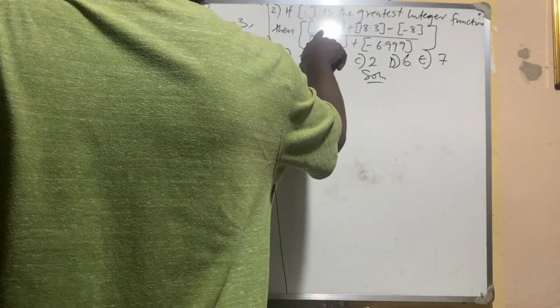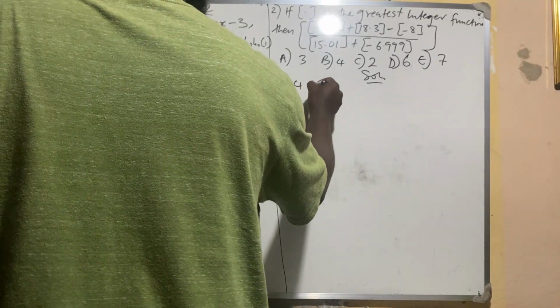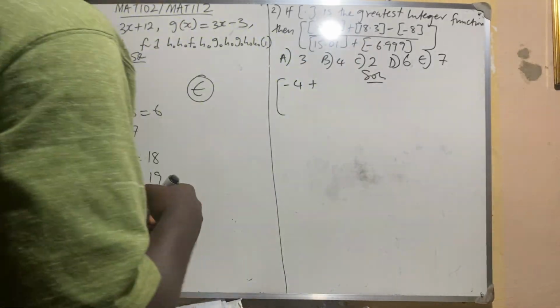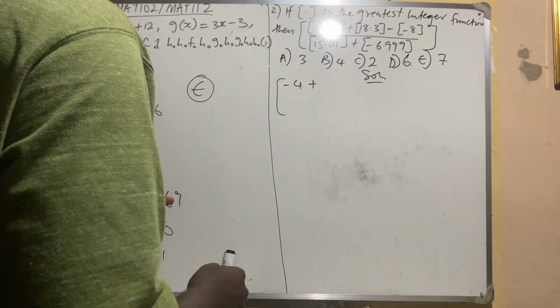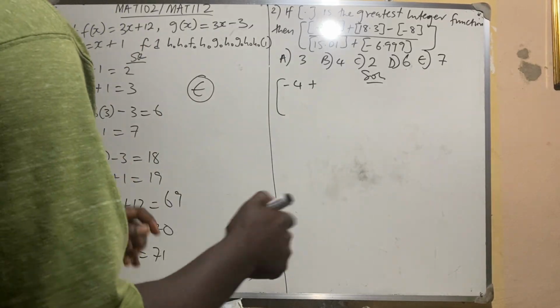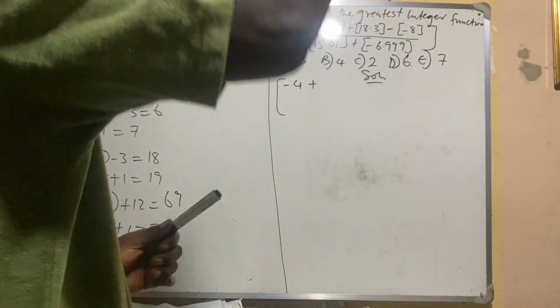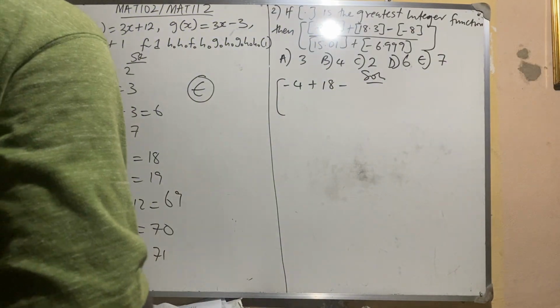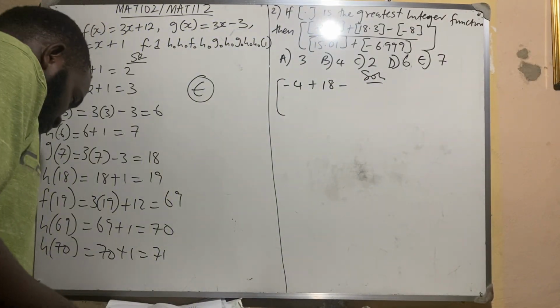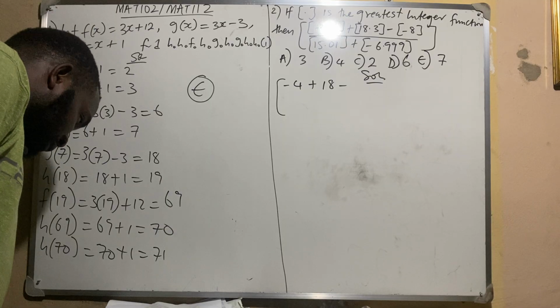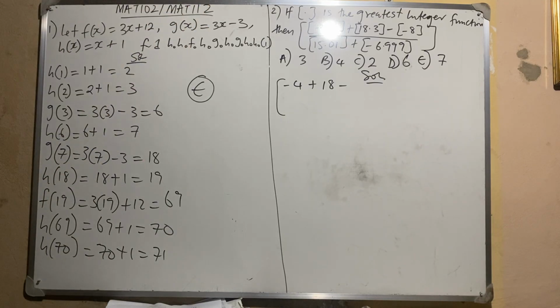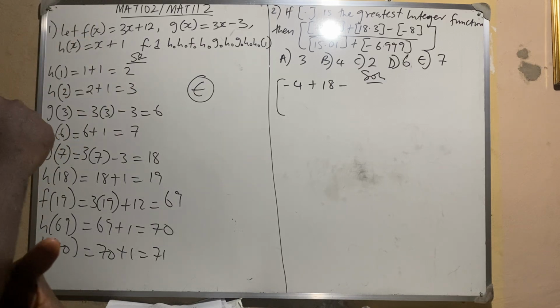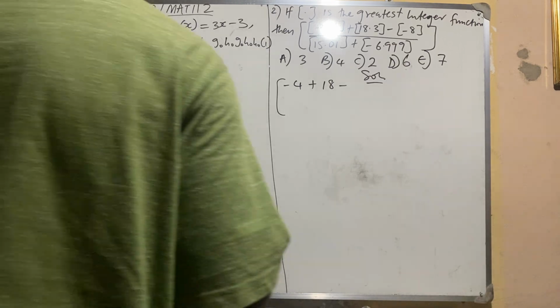I'm solving the inside first. This one gave us minus 4 plus. Now this one is 18.3. The two whole numbers are 18 and 19, and 18 is smaller, so we are taking 18, then minus. This one is simply minus 8 because there is no approximation. It's just an integer, so I'm taking minus 8, minus 8. Then we close all over.